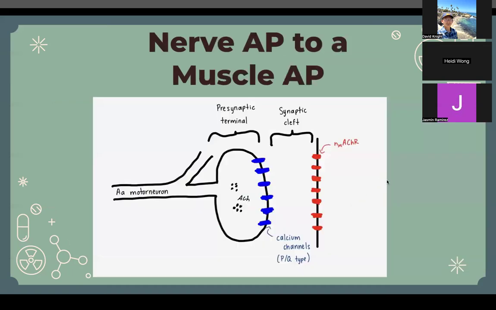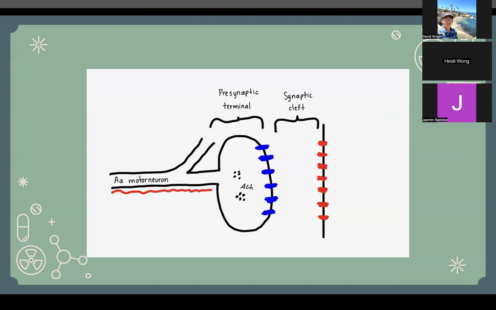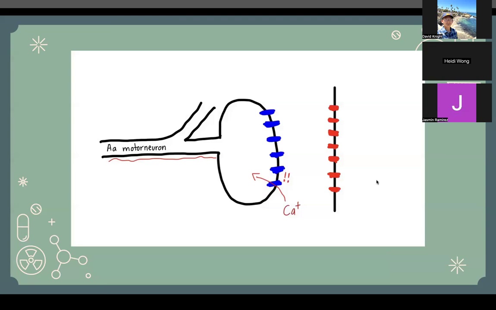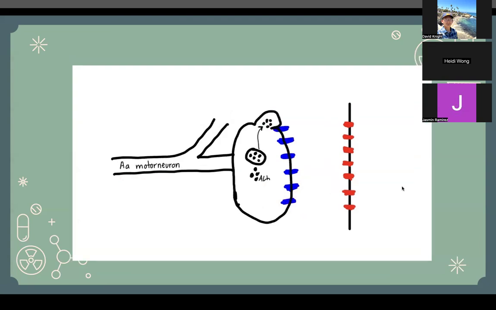So now I'm going to explain how we get a muscle action potential from a nerve action potential. The first thing that occurs is that on an A alpha motor neuron, an action potential is carried down its axon to the presynaptic terminal. This depolarization activates the PQ-type calcium channels, causing the influx of calcium. Acetylcholine then gets packaged into the vesicles, and calcium triggers vesicle exocytosis. There's about 300 or so vesicle exocytoses per action potential.